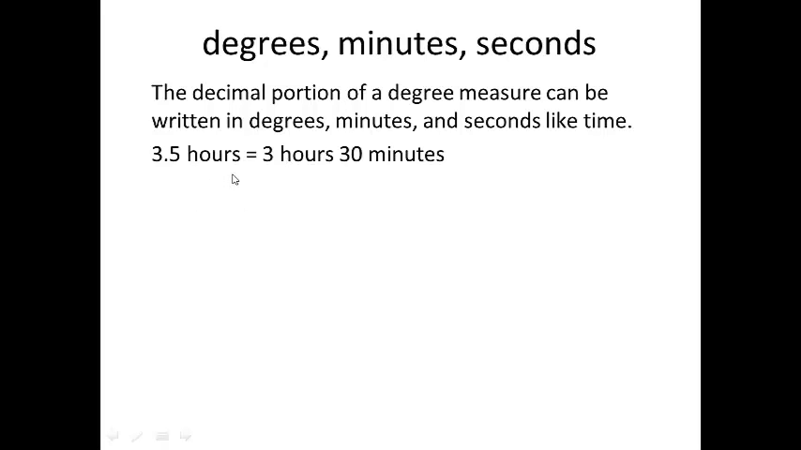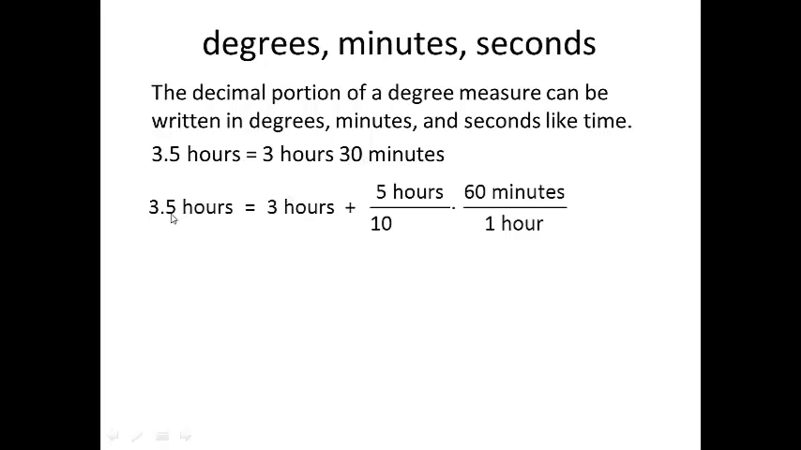So if we want to convert 3.5 hours into hours and minutes, we have 3 hours, and half an hour would be 30 minutes. This is how we do that. We take the 3 apart, and then put 5 over 10 of an hour. This is 5/10 of an hour times 60 minutes per hour, so that we can cancel the hours and multiply the 5 times 60 and divide by 10. We get 30 minutes.